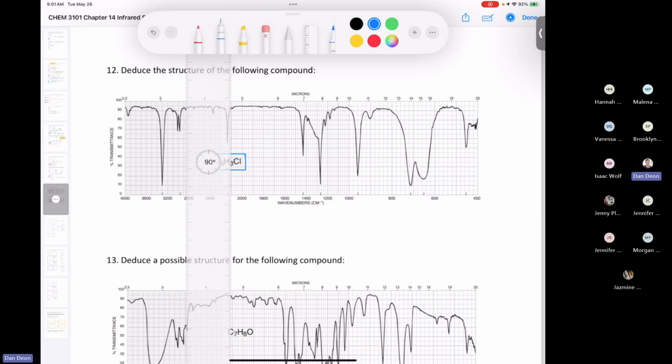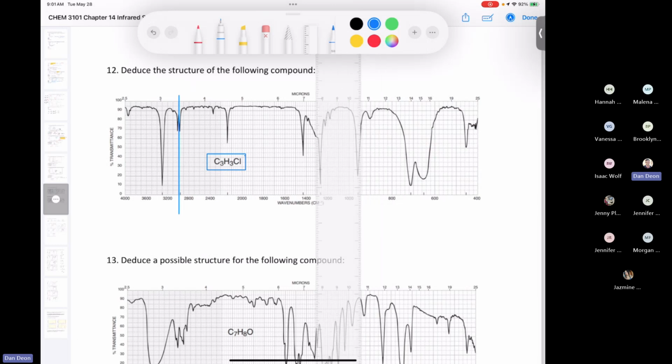So 28, 29, so this is 3,000, right around here. So 3,000 is around here. And then 1,500, Mr. Dion can't see, but anyhow, 1,500 is pretty close to that there. So that isolates the fingerprint region, and it helps us notice peaks that are in the spectrum.